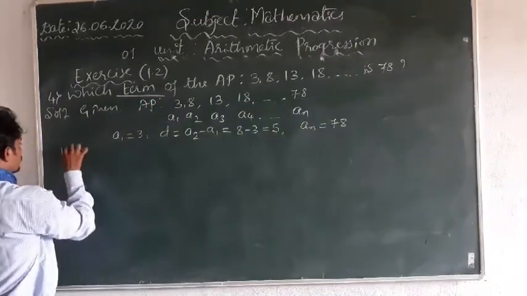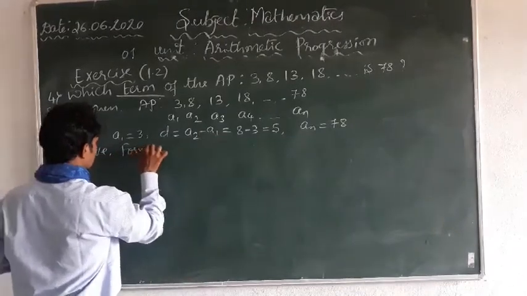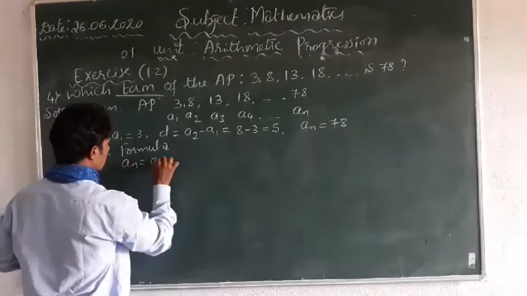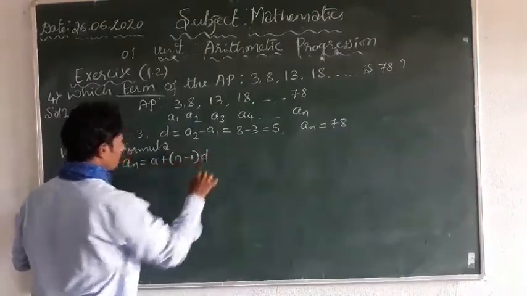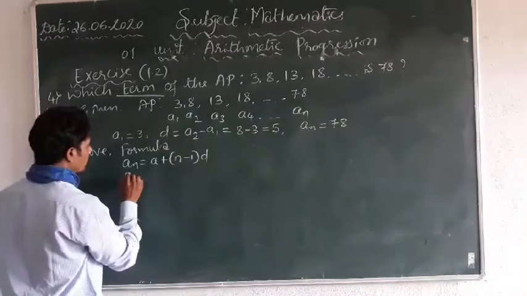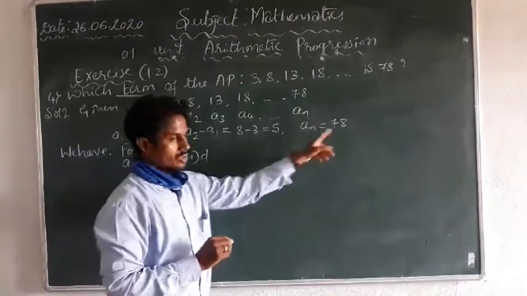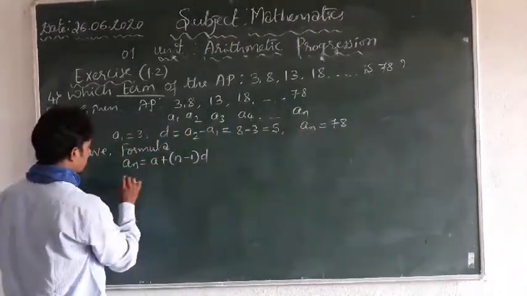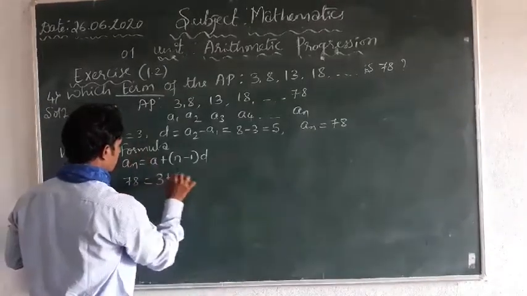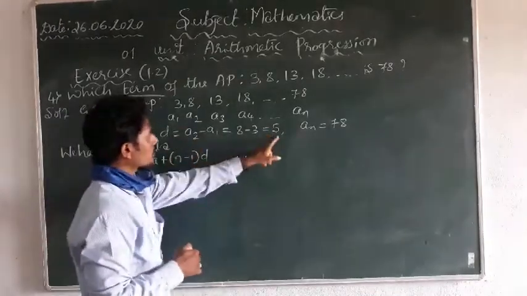We have a formula: An is equal to a plus n minus 1 into d. In this we have to find n. An is equal to 78. Put these values in the given formula: 78 equals the first term 3 plus n minus 1 into d, and the difference is 5.